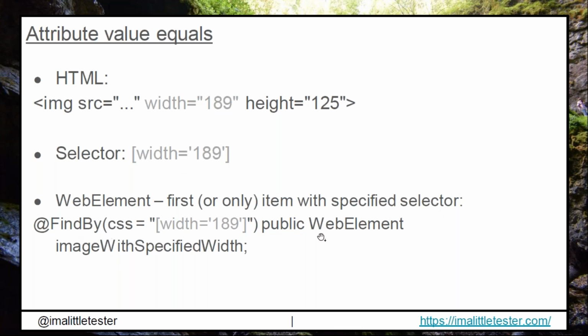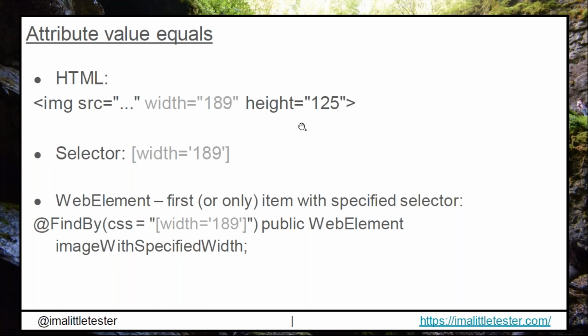Our corresponding web element declaration will be @FindBy(css = "[width=189]"). Similarly, if we wanted to work with the height, the selector would have been square brackets height equals 125. So this is very easy. Any attribute that we have can be identified with this syntax.